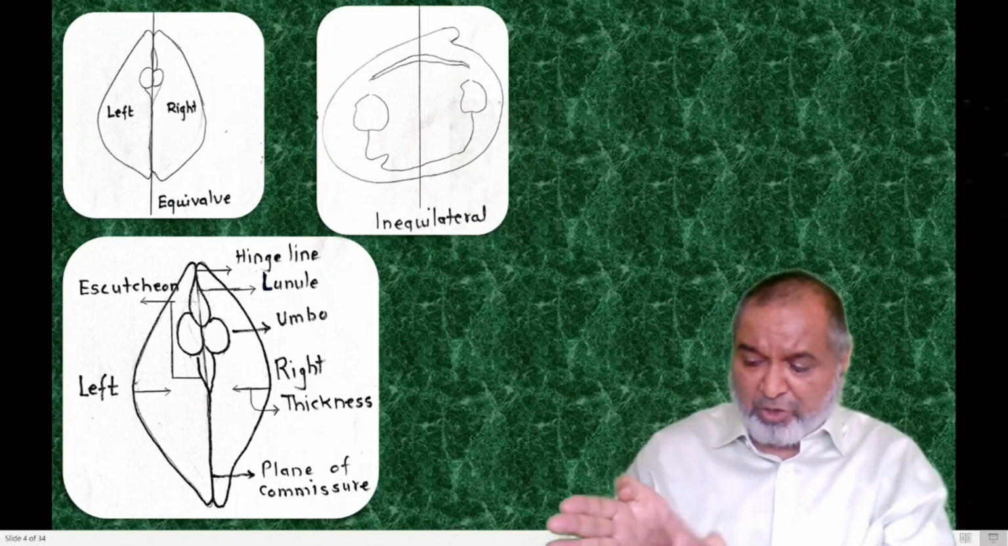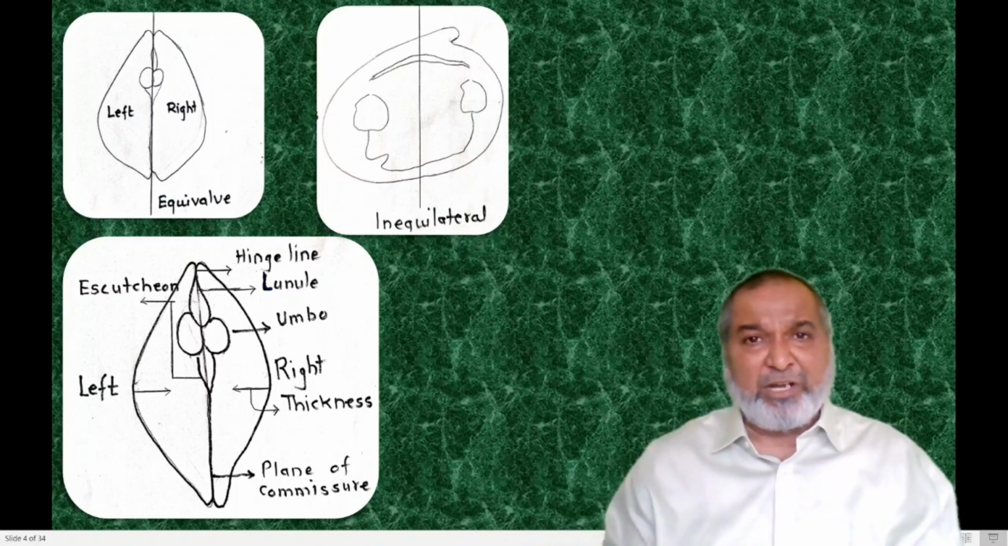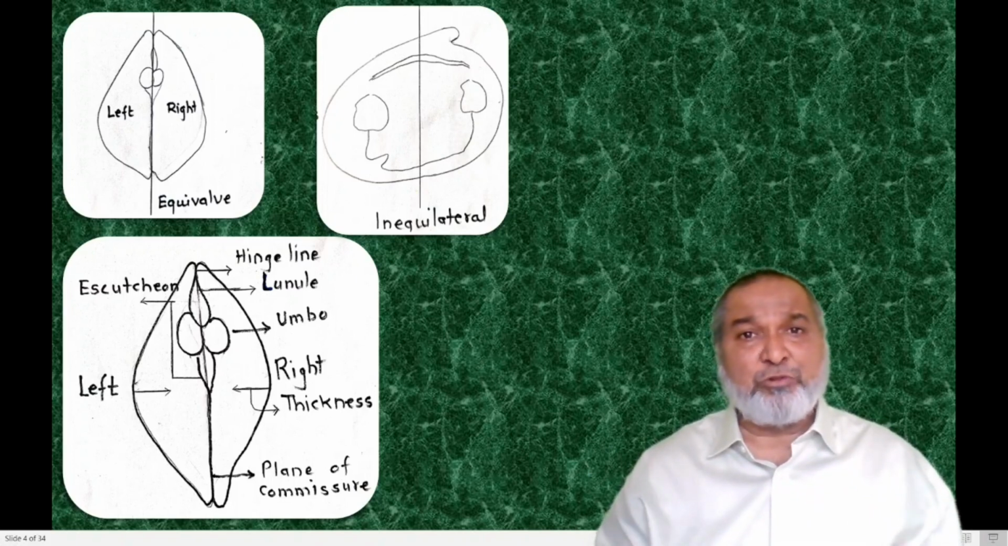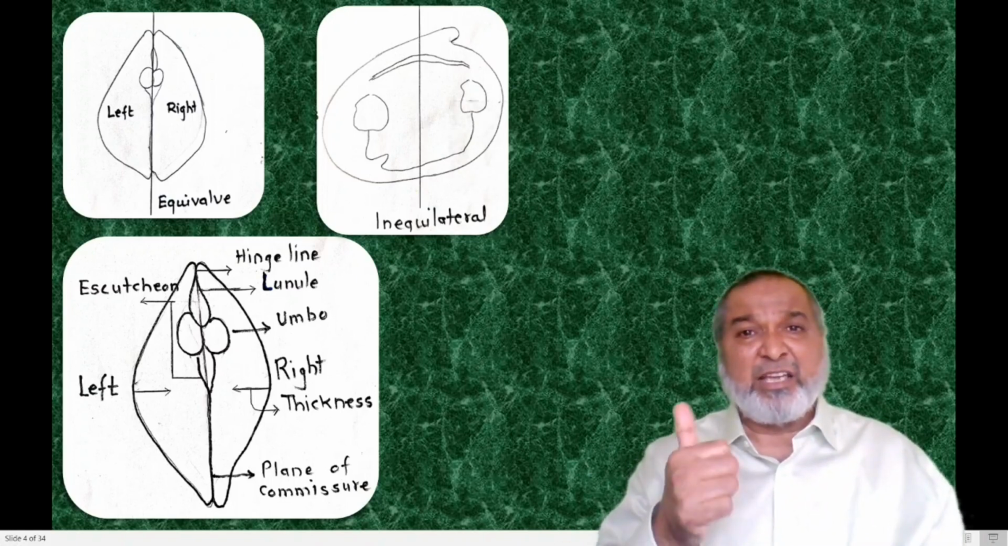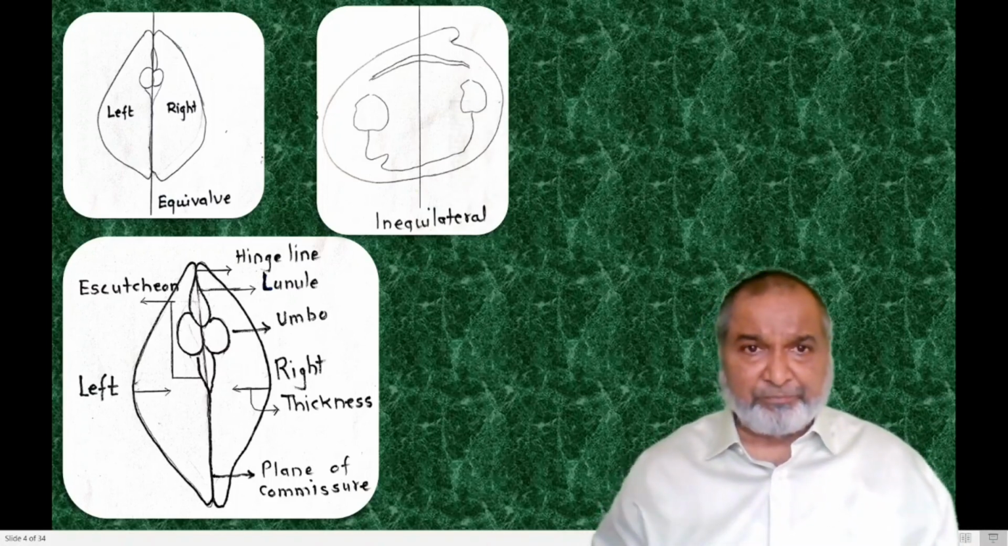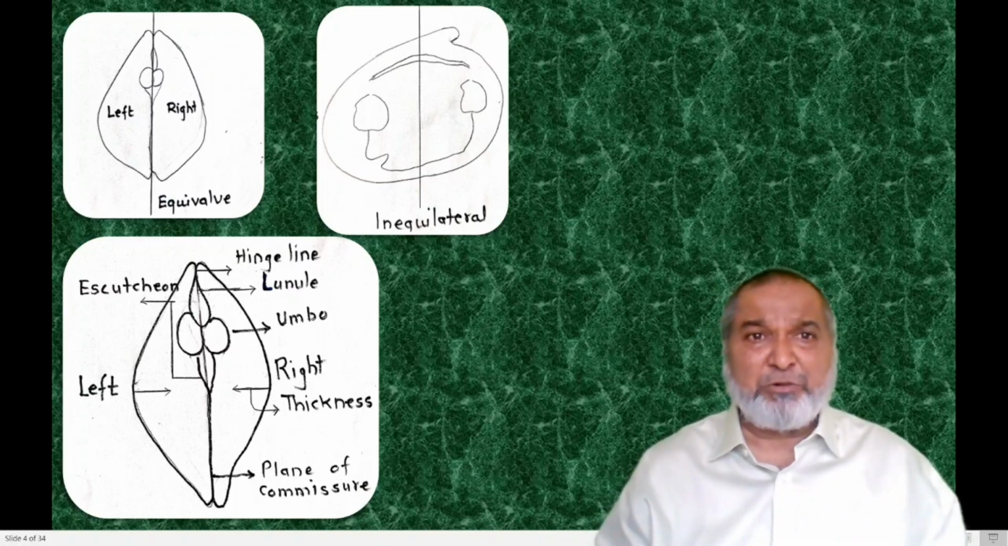And if you draw a vertical imaginary line from dorsal to ventral, it is going to divide the shell asymmetrically. Yes, symmetry is not there, then it is inequilateral. The shell is inequilateral. Now we'll see the next one.